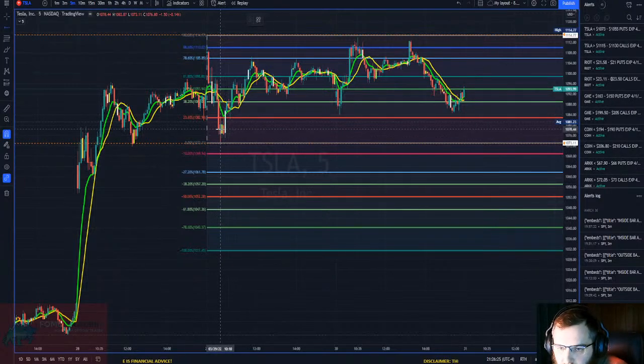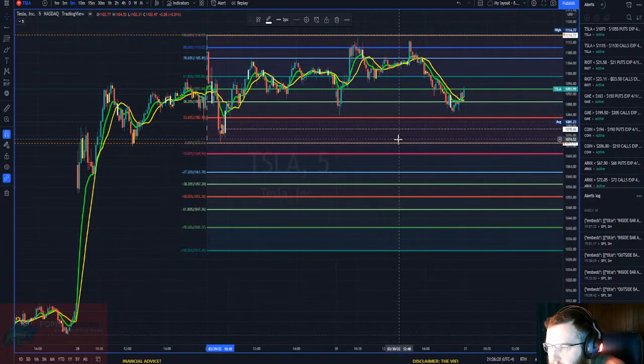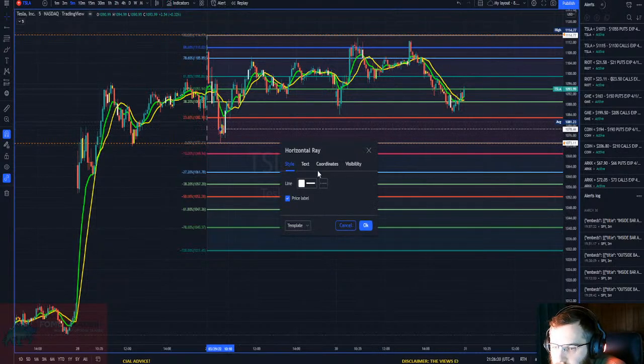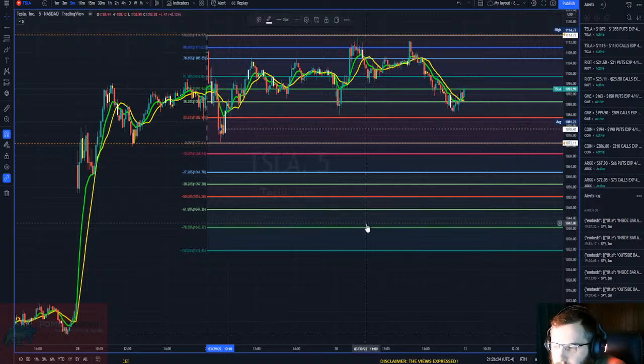Stop loss. We are not going to use the fib all the way back. We are going to set it in the middle. 1078.40, we'll call it.